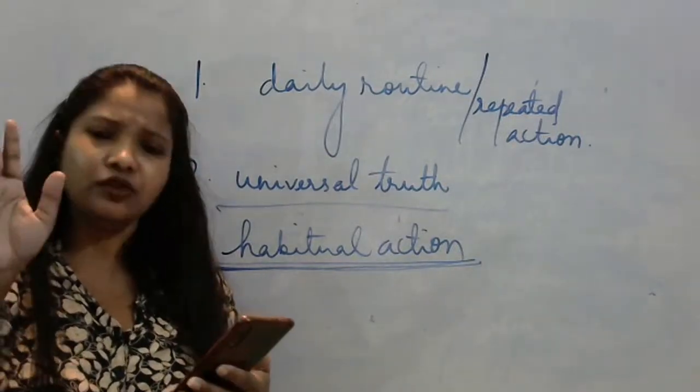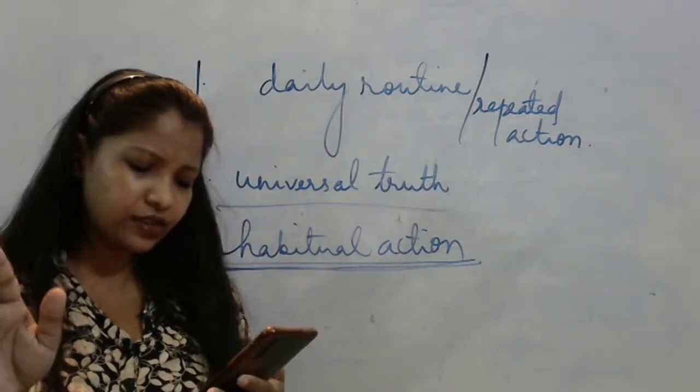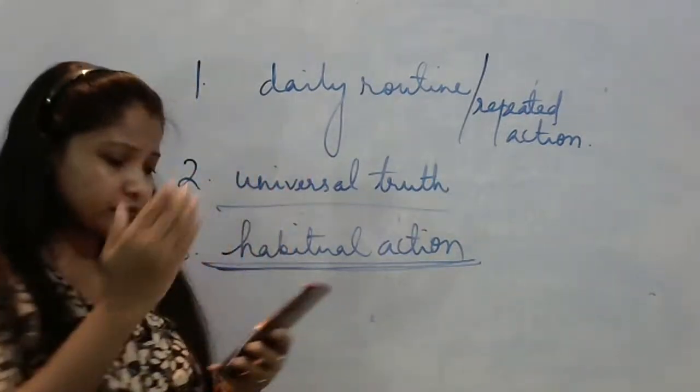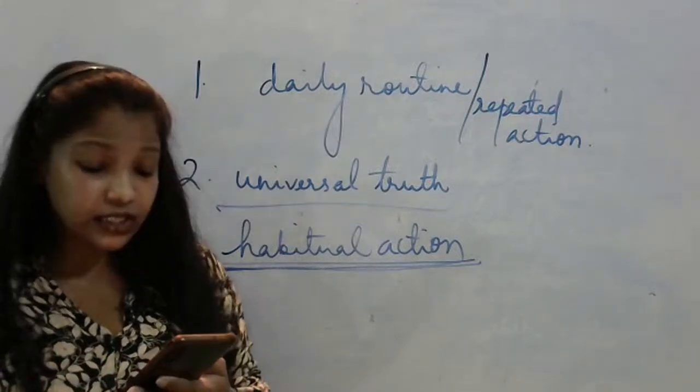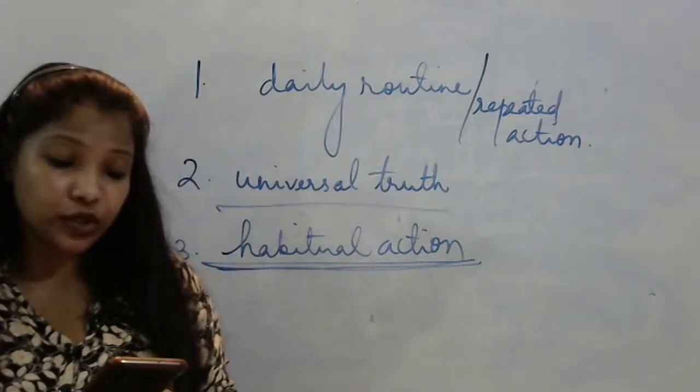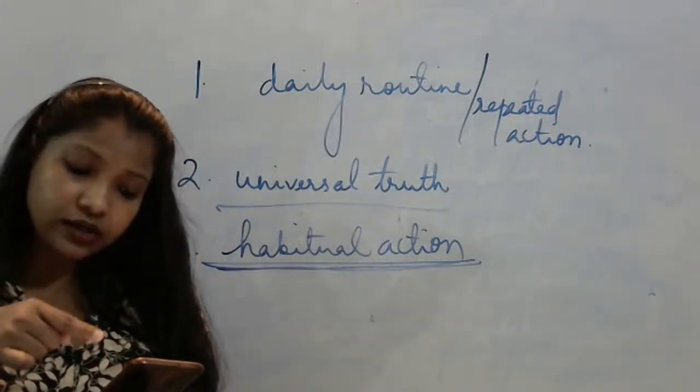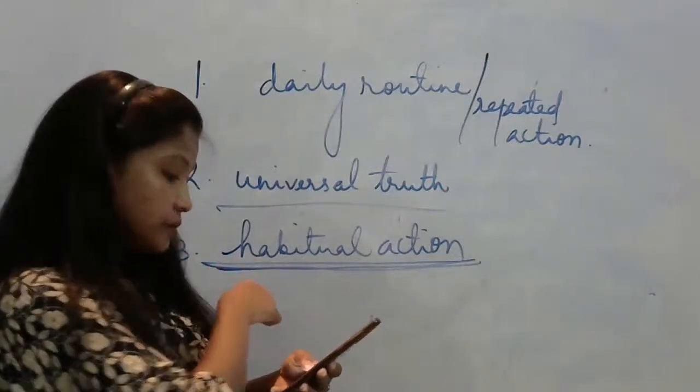Okay, that covers universal truth. Now you come to habitual action. Achha, Adyan Kashyap: I love to read books. This sentence comes under habitual action.